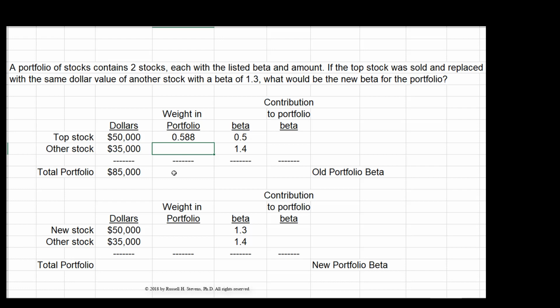Highlight the workbook cell under the 0.588. Type in an equals sign. Highlight the $35,000 to the left. Type in a slash to denote division. Highlight the $85,000 and press Enter.